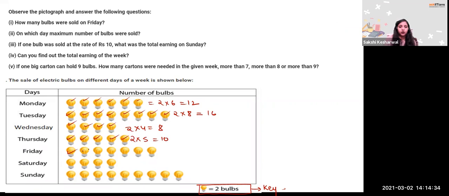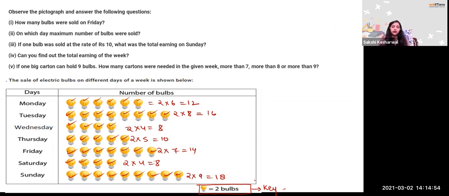Now coming to Friday, 1, 2, 3, 4, 5, 6, 7. So 2 into 7, which equals 14. Now Saturday, 1, 2, 3, 4. So 2 into 4, which equals 8. Now coming to Sunday, 1, 2, 3, 4, 5, 6, 7, 8, 9. So 2 into 9, which equals 18, right? I just wrote it.